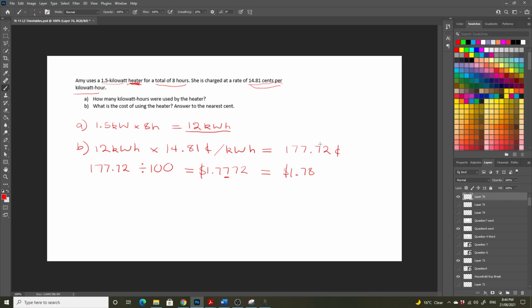Okay, so that's how you would solve this question here. It's important to realize that to get kilowatt hours, all you do is multiply the rating in kilowatts by the amount of time you use the device in hours. Then from there you can convert straight across to cents and finally to dollars.